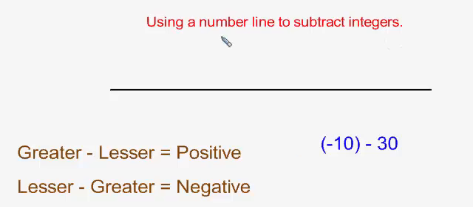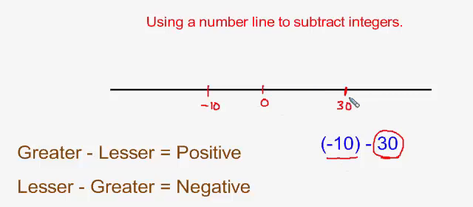Here I'm going to show how to use a number line to subtract integers. So I have the integer negative 10, and just to have some idea where to put a negative number, let me label 0 on the real number line. And negative 10 then would be somewhere to the left of 0, because negative numbers occur to the left of 0. I'm subtracting a positive 30, and positive numbers are to the right of 0. So I'm going to put a 30 here.